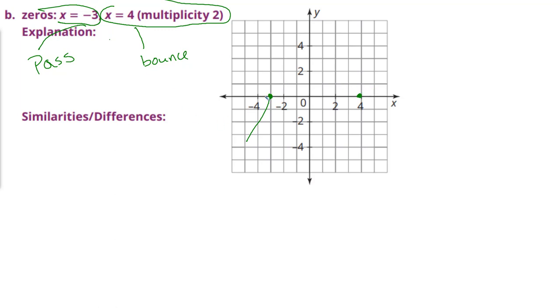Oops, let me go down far enough. So here's an example of a positive A version of that. You could have started up here and then bounced off and come back down. But similarities and differences are going to be the same thing. We have 2 extrema.